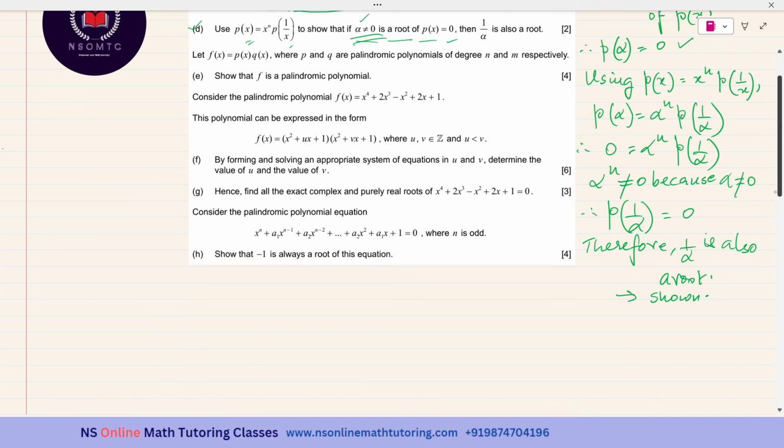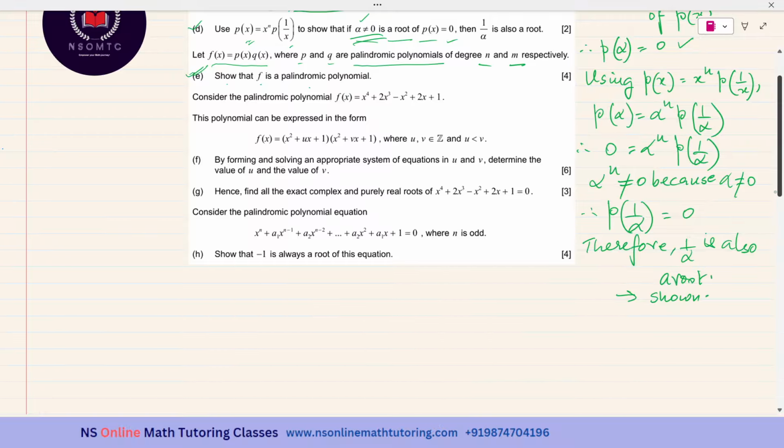Let f of x equal p of x times q of x, where p and q are palindromic polynomials of degree n and m respectively. Part A's question is: show that f is a palindromic polynomial. Now, this is the first time that I am seeing this.